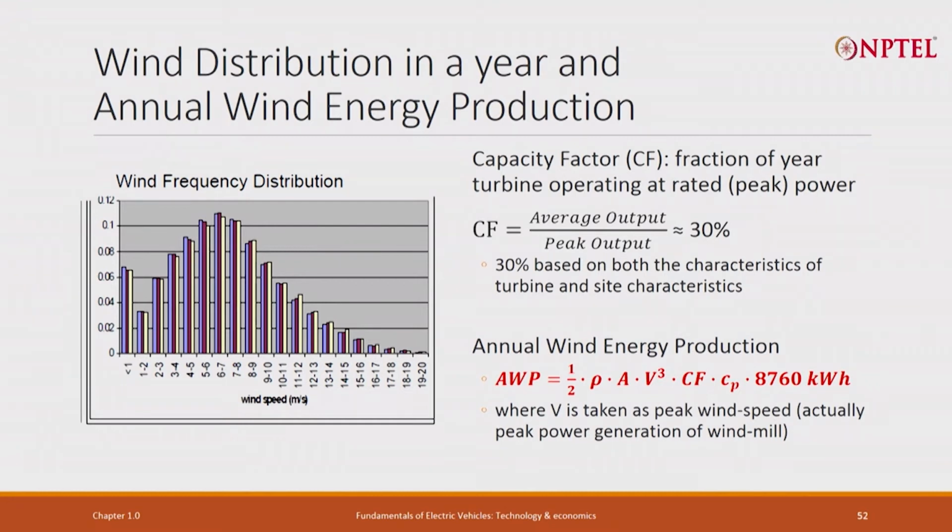So, typically there is a certain peak, the capacity factor. In a year, wind is not constant, it keeps on changing. Now, there is a peak power, peak output that you can produce when you get the best possible wind, and average output by peak output is called capacity factor. So, the wind is not constant.